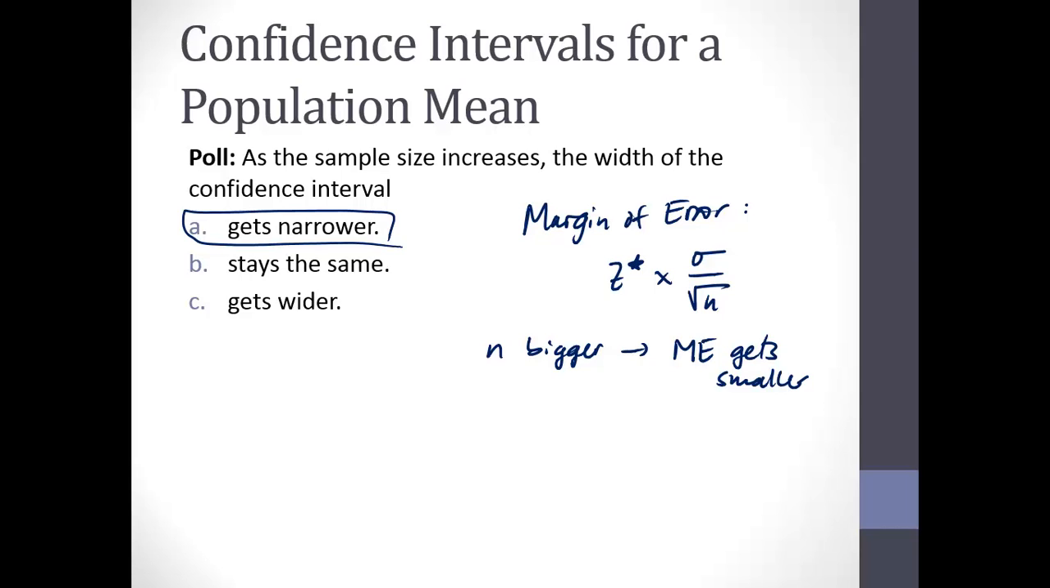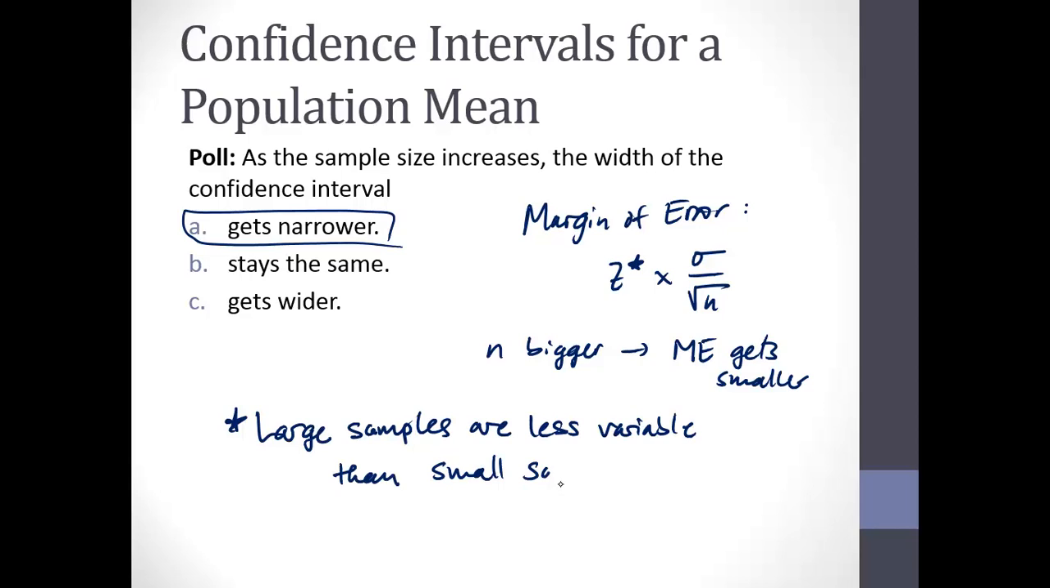And this kind of goes back to the idea we saw in Chapter 11, that large samples are less variable than small samples. So the same idea holds here: as we take more people in our sample, that margin of error is going to get smaller. We'll have less variation in our sample.